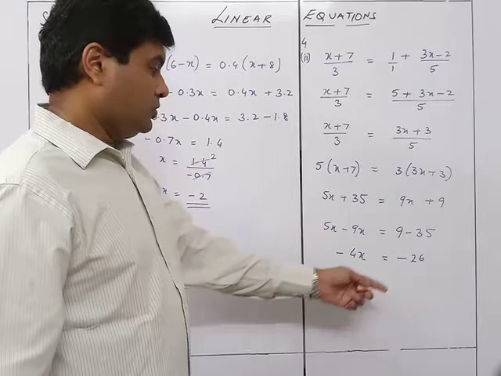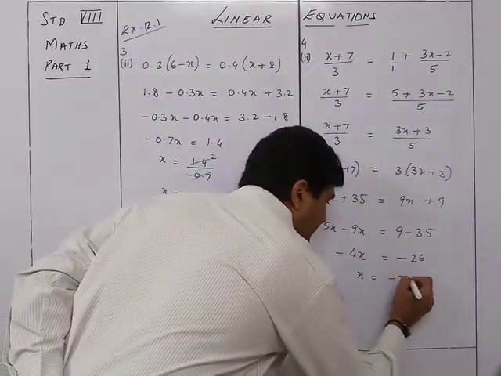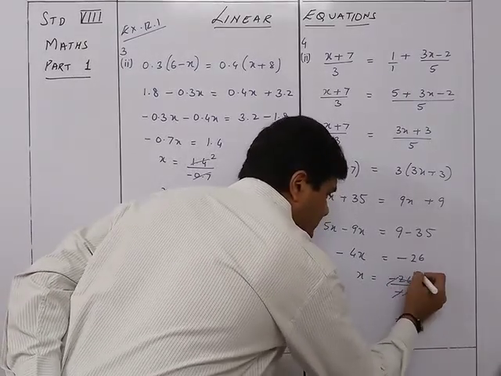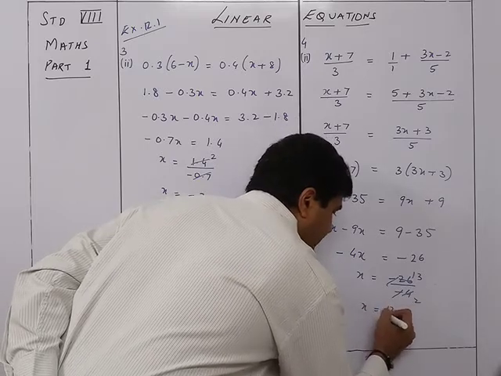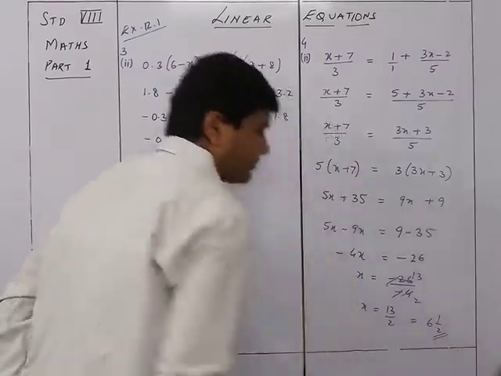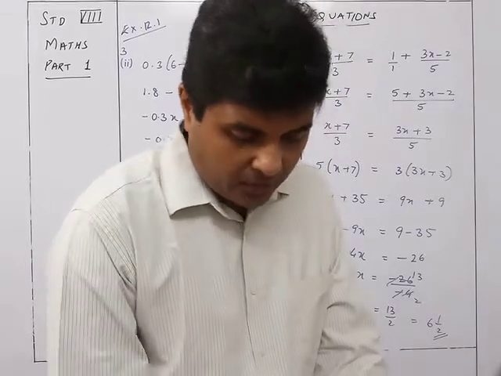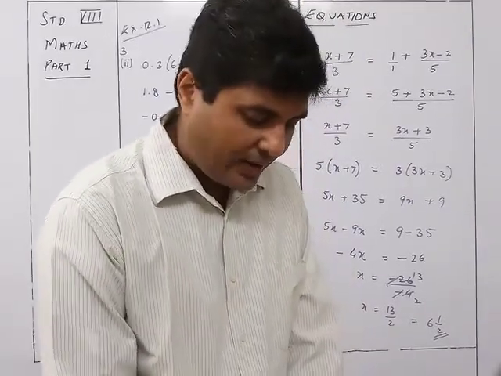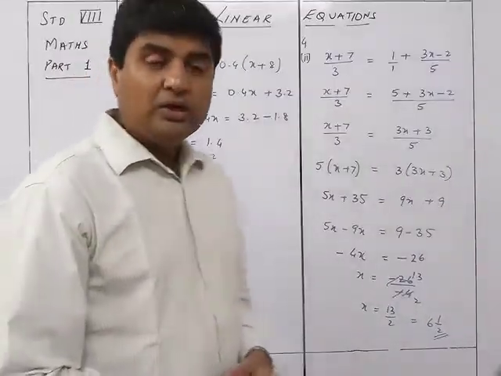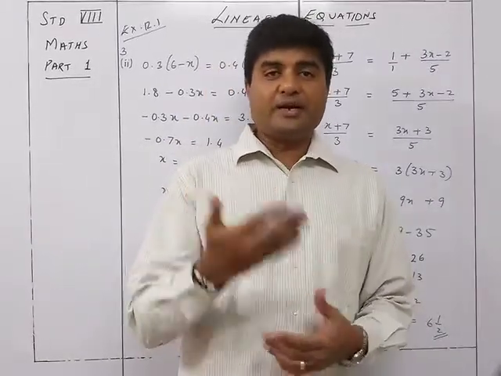So therefore x will be equal to minus 26 upon minus 4. Minus minus gets cancelled. This will be 2s and this is 13s. So x is equal to 13 upon 2, which is equal to 6 1 upon 2. So the value of x will be 13 upon 2, or we can also write it as 6 1 upon 2, which is the right answer for question number 4. So this was the fourth sum. Now from the fifth sum onwards, I will continue in the next video.